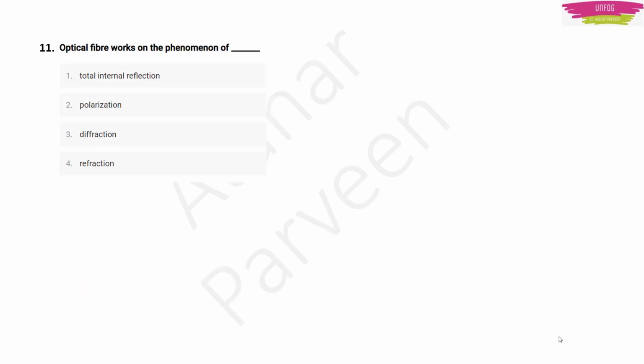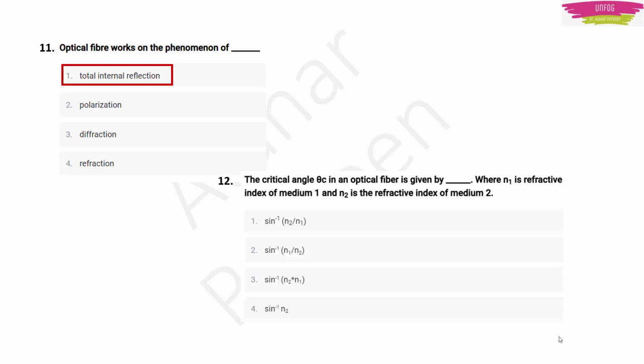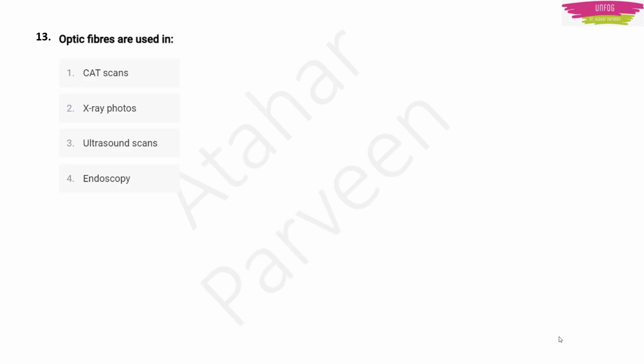Next question. Optical fiber works on the phenomenon of. Yes, it is total internal reflection. The critical angle theta c in an optical fiber is given by dash, where n1 is the refractive index of medium 1 and n2 is the refractive index of medium 2. We told it, right? It should be sin inverse of n2 upon n1. Here refractive index is denoted by n. There we denoted it by mu.